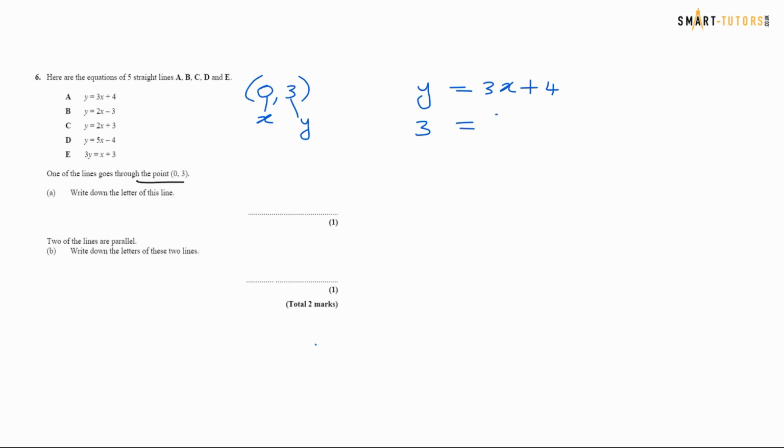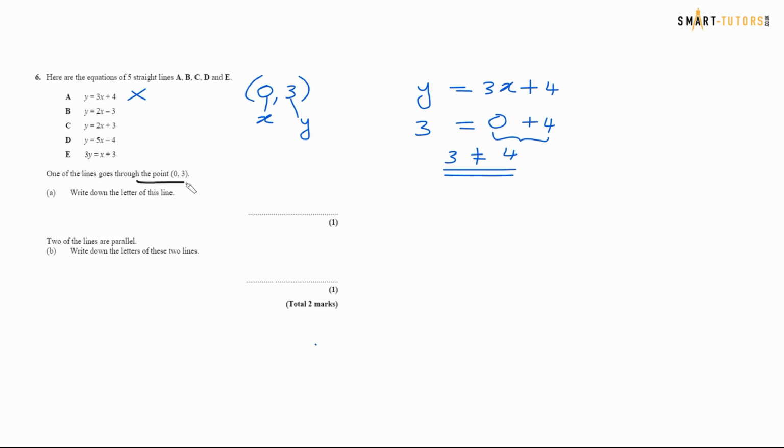0 times 3 is 0. 0 plus 4 is 4. So 4 equal 3, which is mathematically not true. So the line is not going to be passing through 0, 3. Likewise, if you substitute one by one, I'm going to quickly find out which line is going to satisfy this condition.